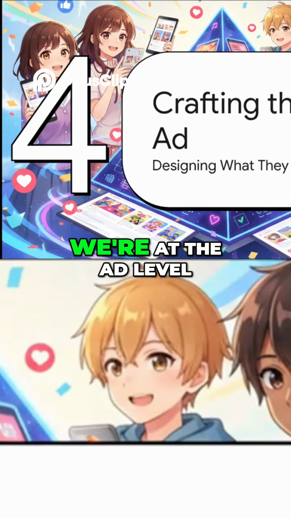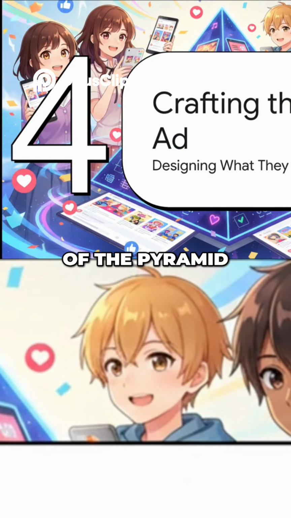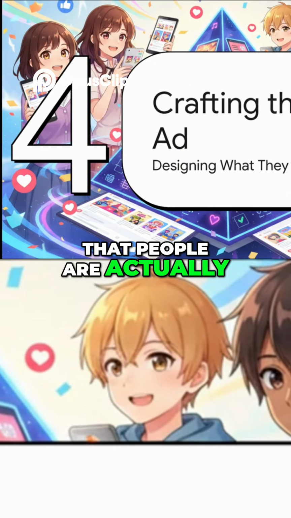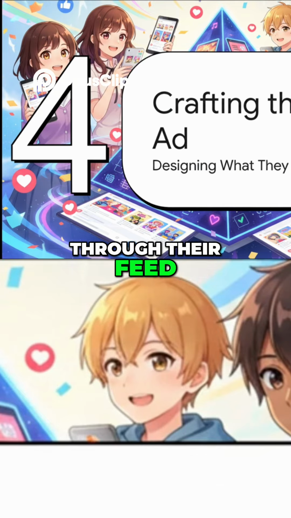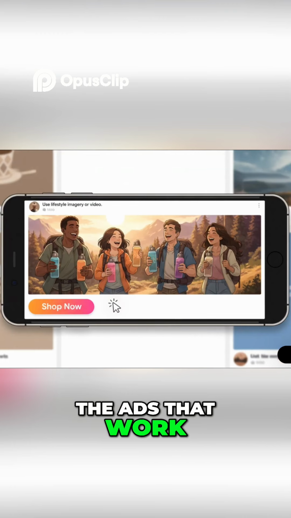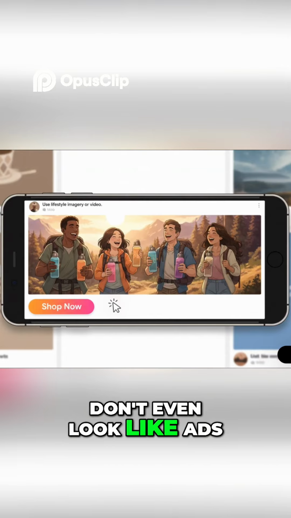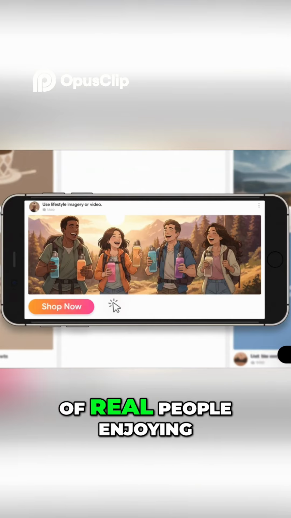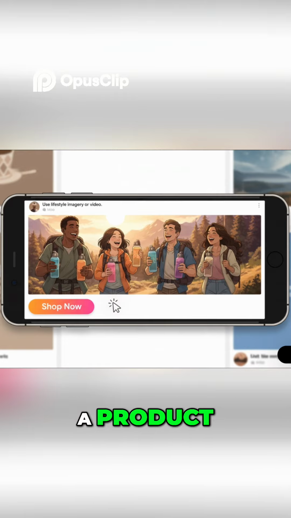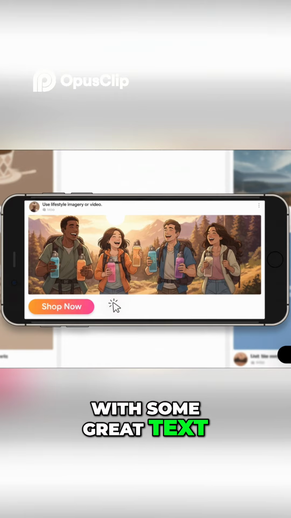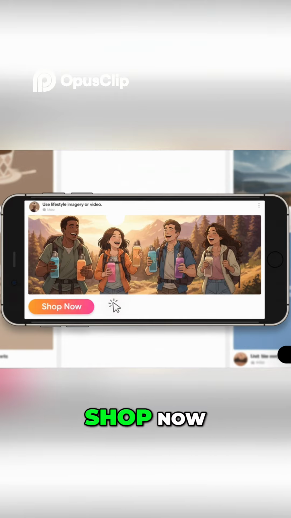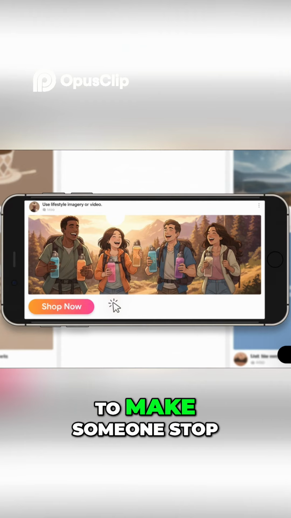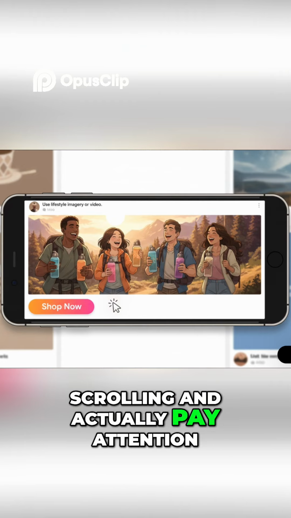So finally, we're at the ad level. This is the bottom of the pyramid, and it's the part that people are actually going to see scrolling through their feed. This is your invitation to the party. You know, the ads that work best these days often don't even look like ads. They use authentic, lifestyle-focused photos or videos of real people enjoying a product. When you pair that with some great text and a really clear call to action like Shop Now, you've got the formula to make someone stop scrolling and actually pay attention.